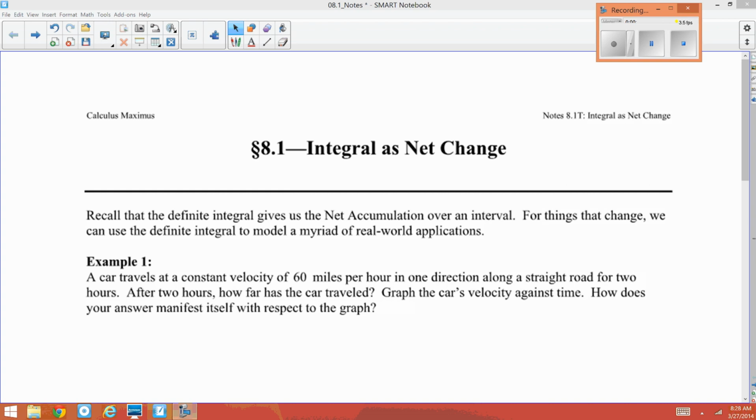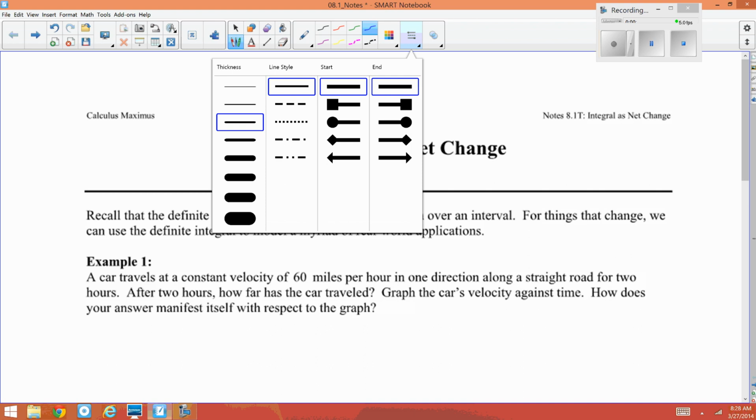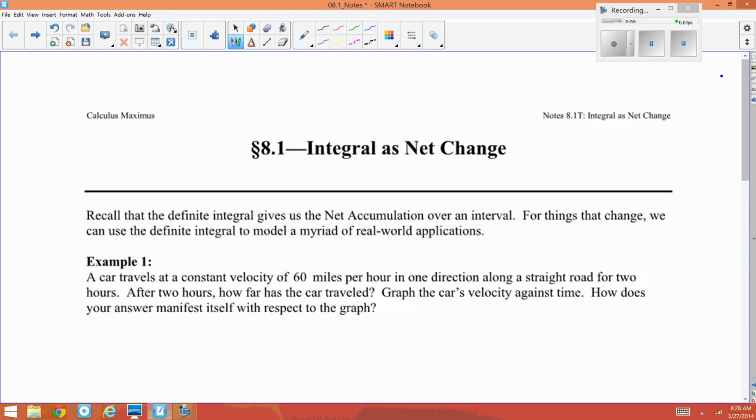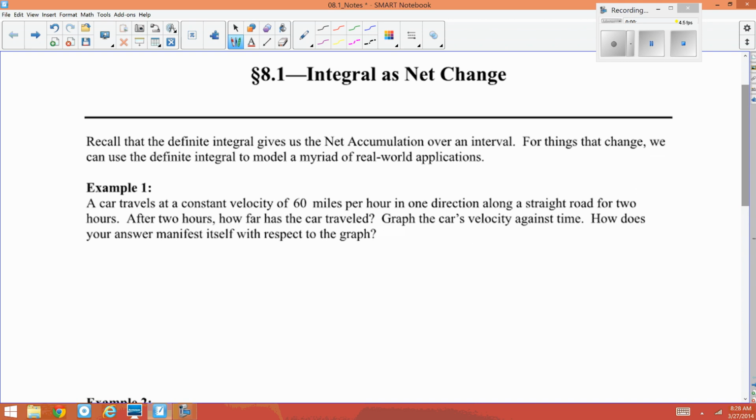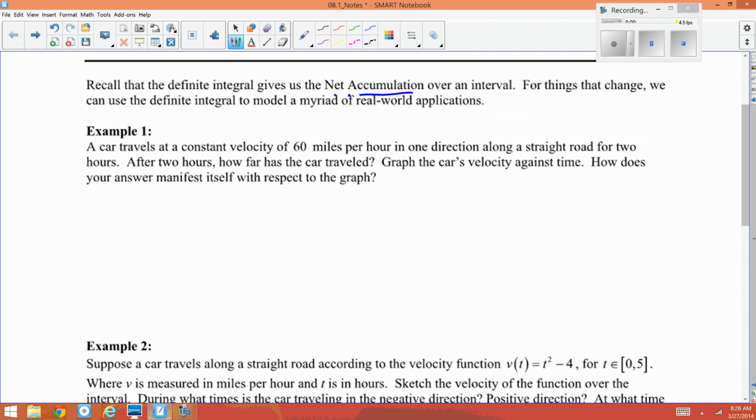8.1 integral is a net change. So we've been working with integrals and you guys are getting a little bit better with evaluating them. At this point, we're going to look at the uses and apply the integrals to word problems. So we had talked about this before, the idea of net accumulation.